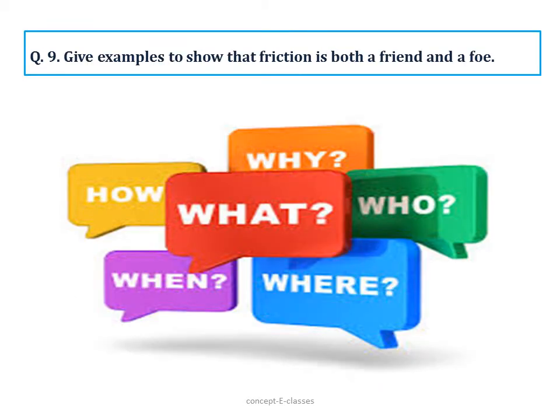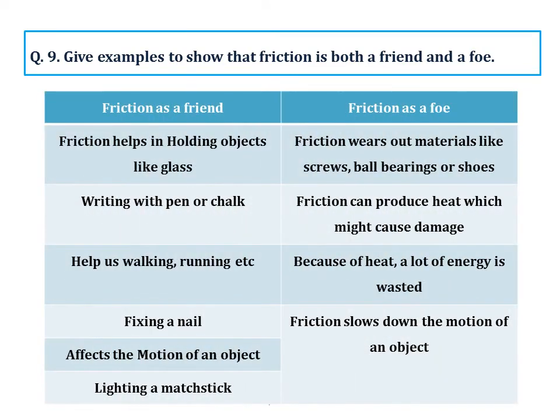Question number 9. Give examples to show that friction is both a friend and a foe. Let's see the examples which show that friction is a friend. Friction helps us in holding objects as well as picking objects. Friction helps us in writing. It helps us in walking, running, etc. It fixes a nail. It also affects the motion of an object. How? It stops the motion of an object. If there was no friction, we couldn't apply brakes, and a moving object would always be moving. Friction also helps us in lighting a matchstick.